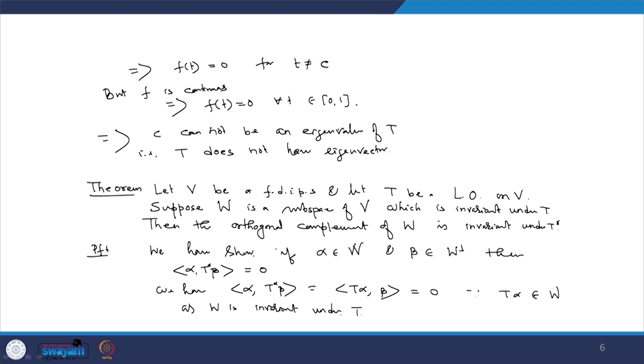So, since W is invariant under T, for any element alpha belonging to W, T alpha will be inside W. Therefore, inner product of T alpha and beta, which belongs to the orthogonal complement of W, must be equal to 0. So, this implies what? W complement is invariant under T star. Let me consider another nice result.